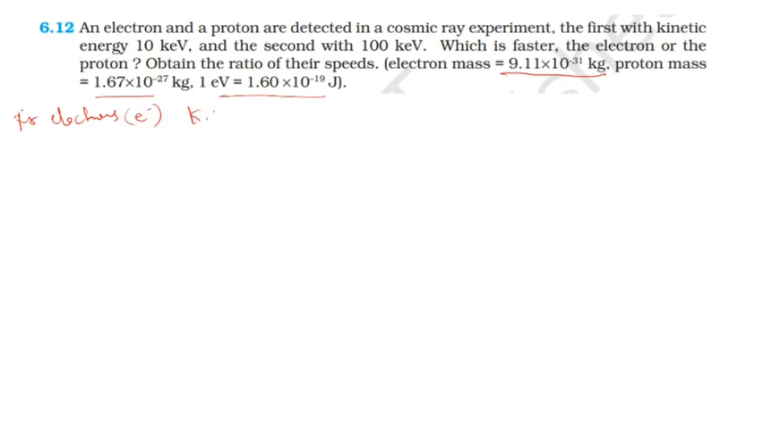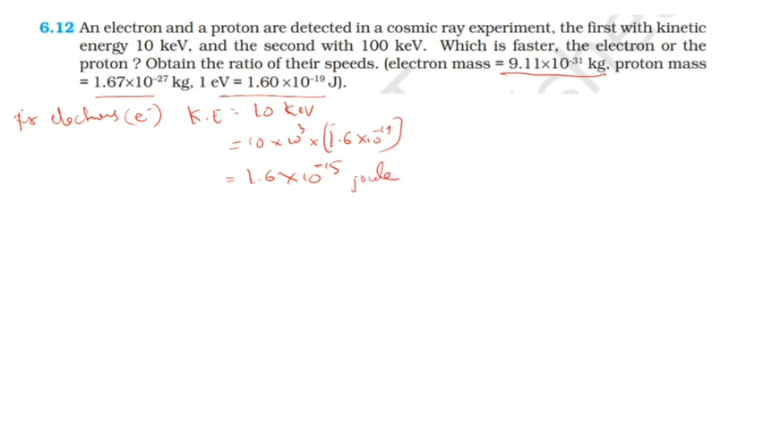Okay, so kinetic energy is equal to 10 kilo electron volt. Write the 10 as it is, kilo is 10 to the power 3, and electron volt is 1.6 into 10 to the power minus 19. Simplify those powers of 10 and you will get 10 to the power minus 15 joule. This is 3 plus 1, 4, and here it is minus 19, so minus 15 joule.